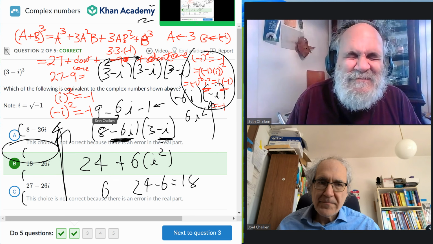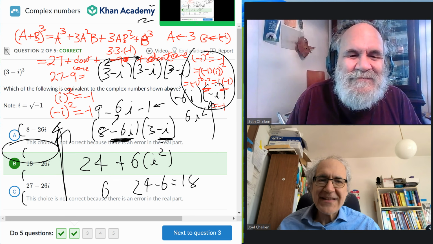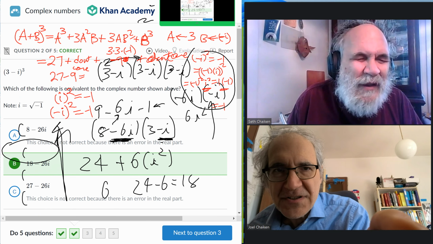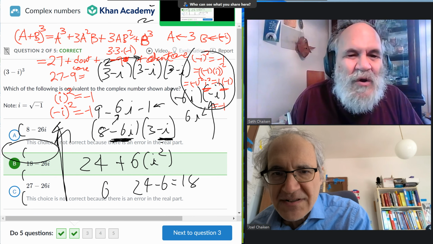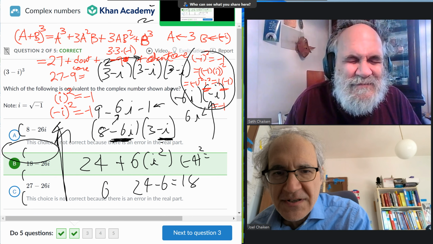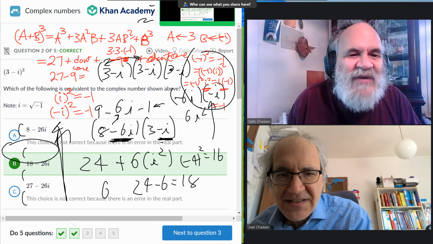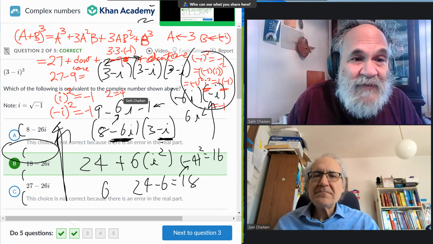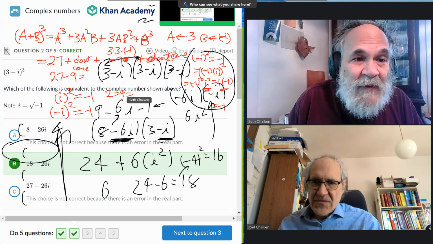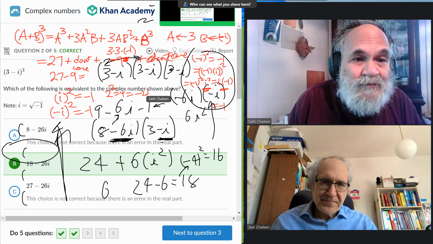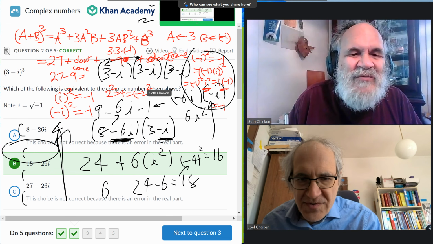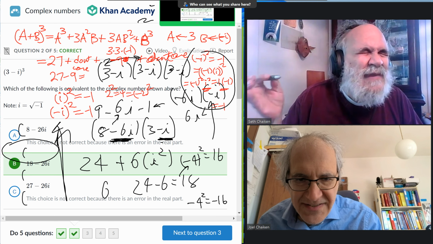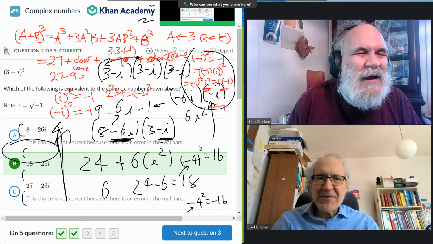Yeah, be careful about that. If the negative sign is inside the parentheses, it gets squared. It's the same reason why (-4) squared is equal to 16. 2 squared equals 4, and that's the same thing as (-2) squared. As opposed to -4 squared being -16, because the negative sign is not being squared. Okay, we should probably move on.